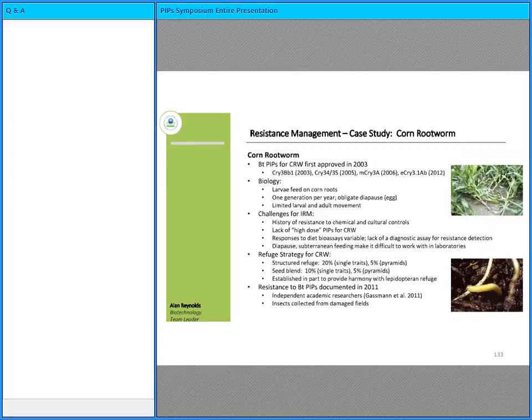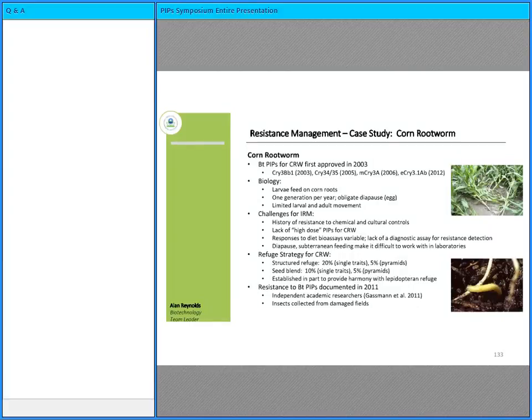In terms of resistance monitoring assays, with the diet assays that have been used to date, responses have been fairly variable. We don't have a diagnostic assay, as I mentioned on one of the previous slides, that could really definitively tell you whether something's resistant or not. So it's been a major challenge to interpret those data to make resistance determinations. Also, the nature of the insect and its biology with diapause and subterranean feeding makes it a difficult one to work with in a laboratory environment. So perhaps not surprising in light of these challenges, we have seen resistance to some of these Bt PIPs develop. This was first reported in 2011.